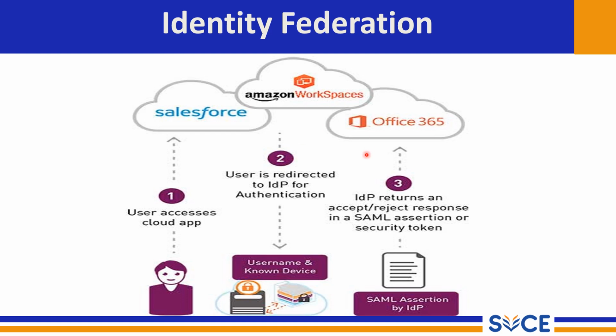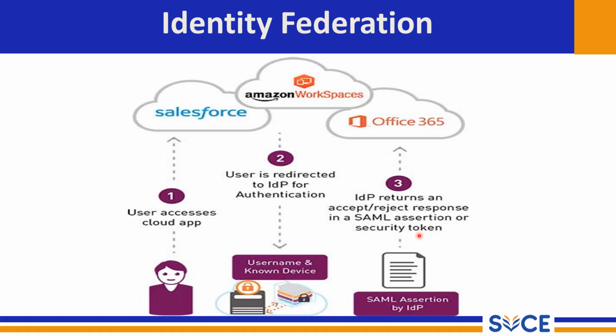So this is the diagram. Here we can see there will be a user who is able to access a cloud app like Salesforce, Amazon Workspace, or Office 365. The user is redirected to the identity provider for authentication, by means of username as well as a known device. Then the identity provider returns an accept or reject response in the SAML session or security token, a SAML assertion by the IDP.